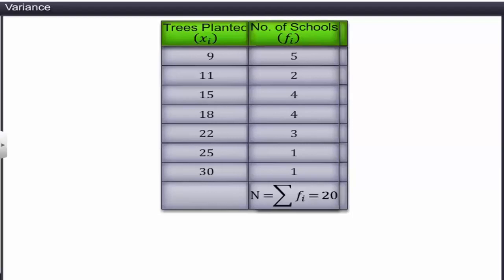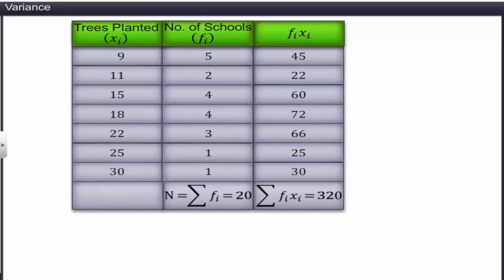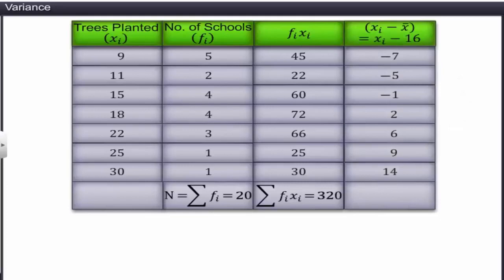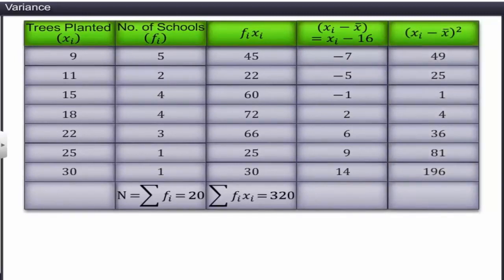Now, we'll find the product of the trees planted and the number of schools that planted them. The sum of the products of the numbers of trees and the schools is 320. Therefore, the mean of the frequency distribution is 320 divided by 20, which is equal to 16. Next, we'll calculate the deviations of the numbers of trees planted from the mean. Now, the squares of the deviations are calculated as shown.